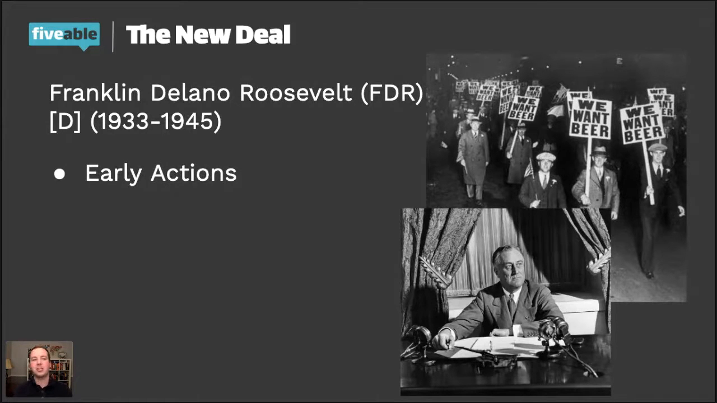So some early actions that he takes, he declares an end to Prohibition, thus the We Want Beer signs, which is just a fantastic protest. An easy way to remember that is, at least in the United States, you can drink once you are 21 nowadays. So the 21st Amendment is the one that enables people to drink again. It ends Prohibition and all the organized crime that came with it and all the speakeasies and sketchy breaking the law during the 20s ends in 1933.